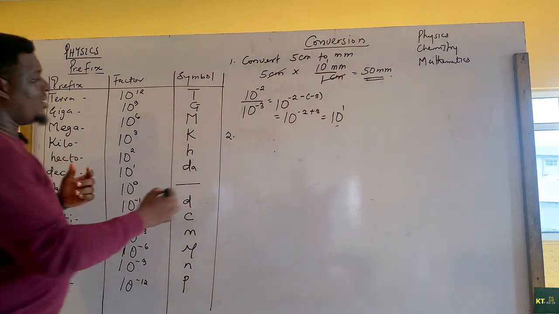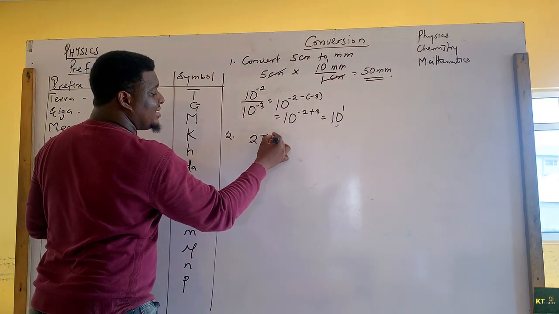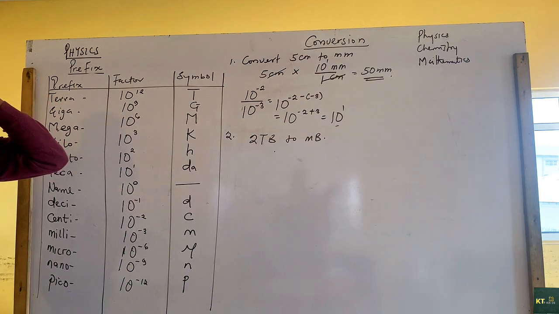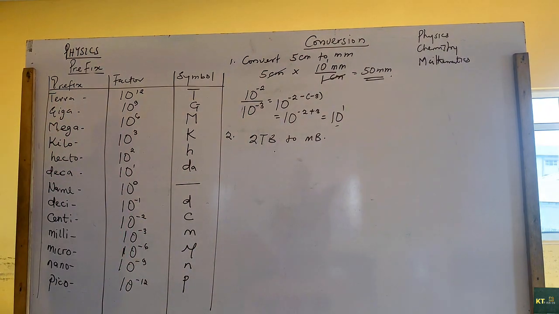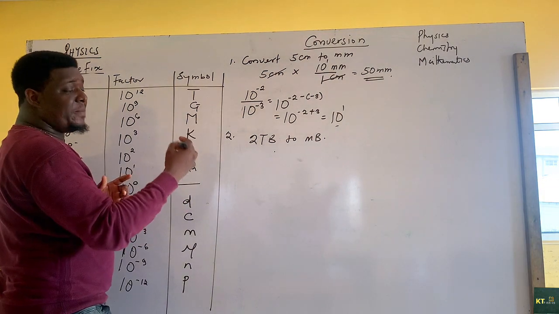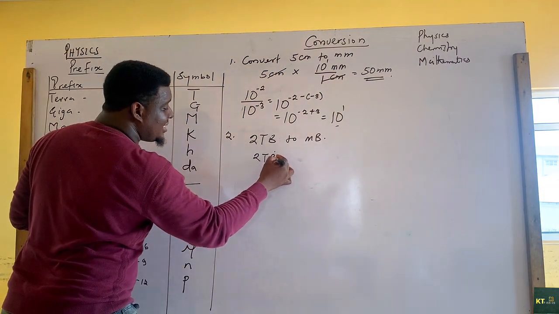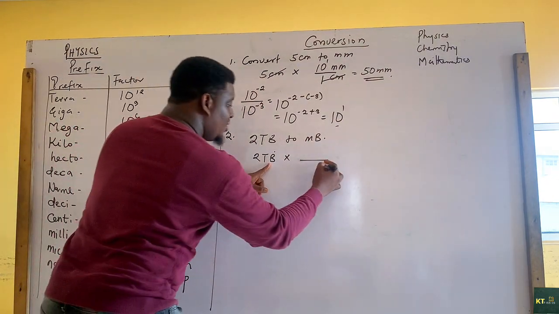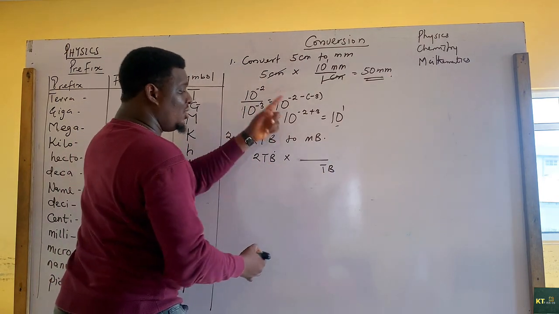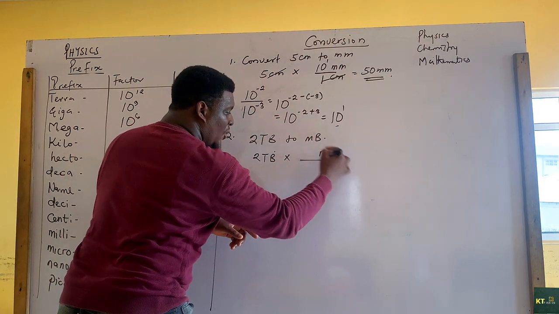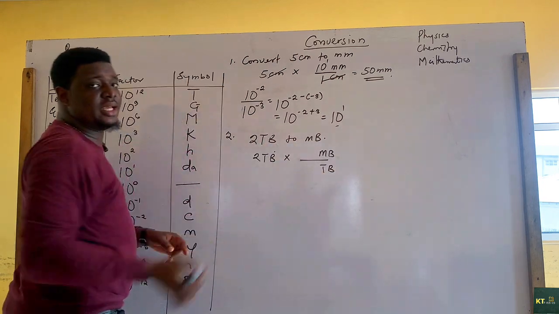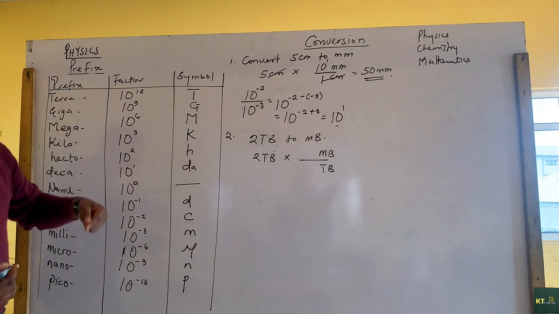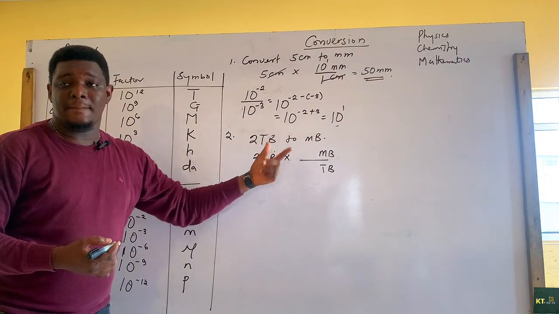If I say 2 terabytes to megabytes. Let us follow the steps again. So 2 terabytes multiplied by, which one comes down? The one here, terabytes. And the one going up is megabyte. Why? So that you can cut out this. Now, the next thing you need to ask yourself is which one is bigger between tera and mega?